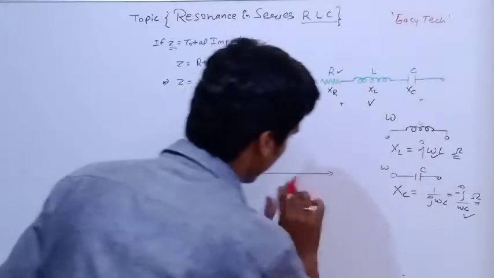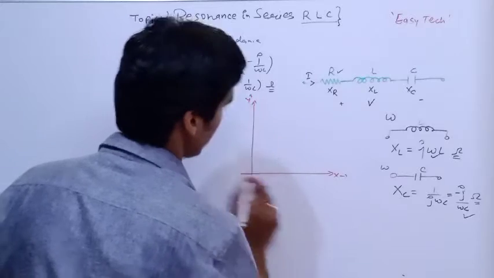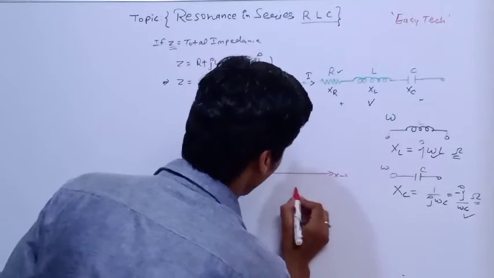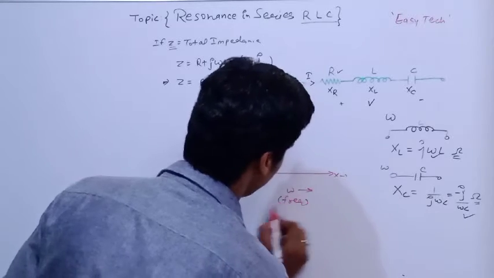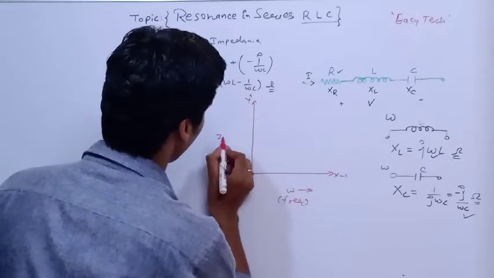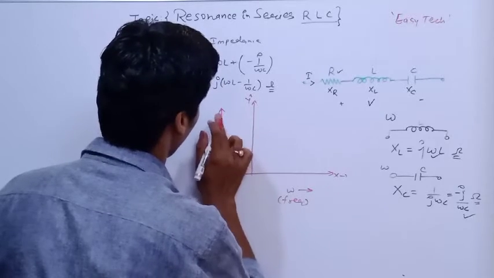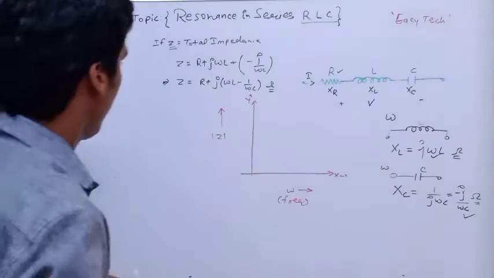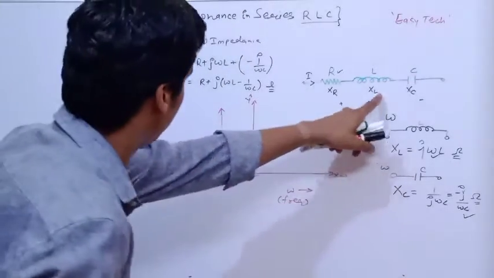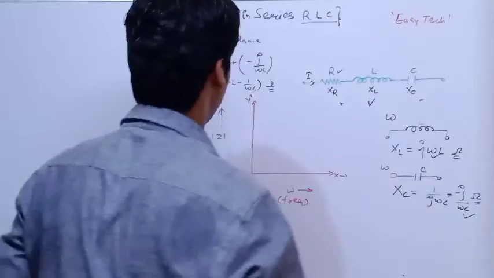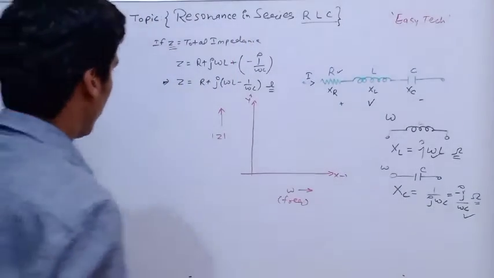Okay, this axis is always the x-axis, this is the y-axis. On the x-axis we are going to take frequency. This is frequency, and here we are going to take the impedance value. Okay, we are going to draw the behavior of the impedance of the series RLC circuit with respect to variation in the frequency.